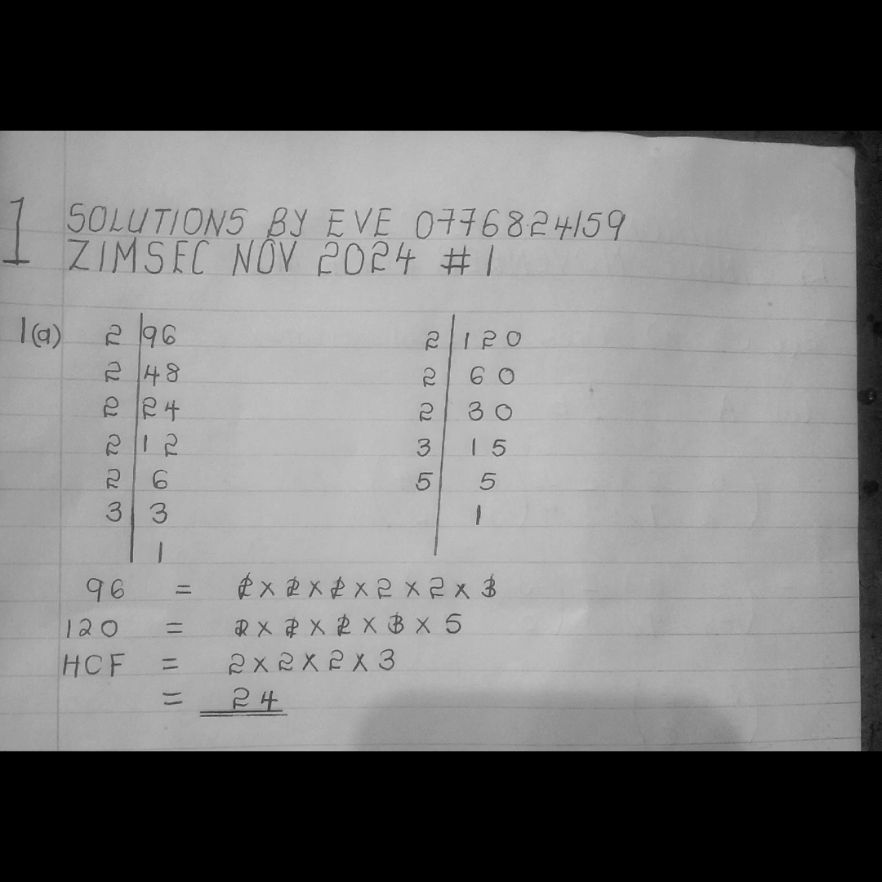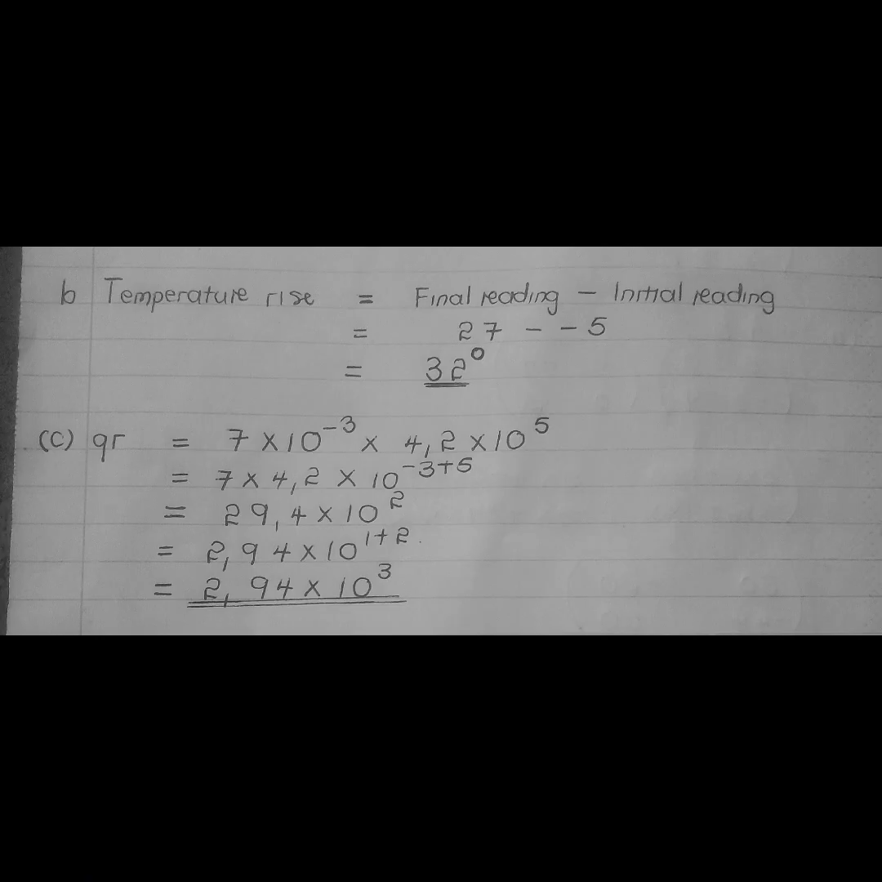Let us move on to part B. It is saying, on a certain day, the temperature rose from minus 5 degrees Celsius to plus 27 degrees Celsius. Calculate the rise in the temperature. So when we are calculating temperature rise, we are going to say final reading minus initial reading. So 27 minus minus 5, we are going to get 32 degrees Celsius is the temperature rise. So that is how you get the second 2 marks.